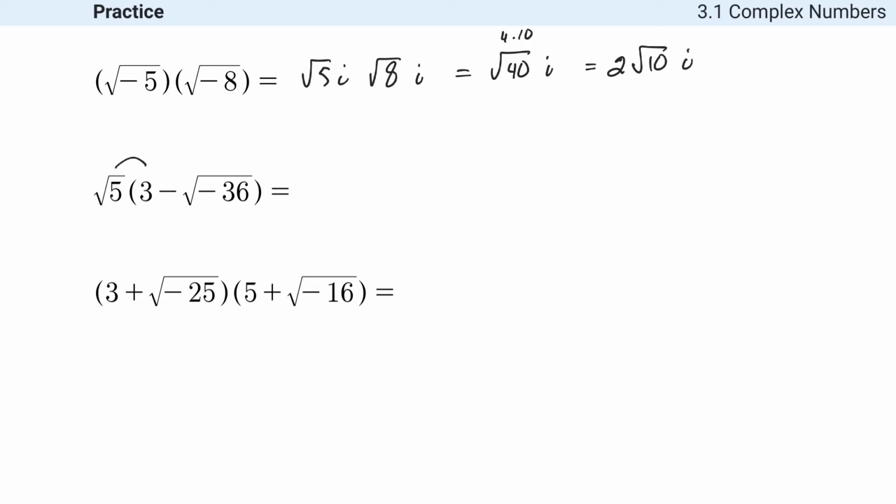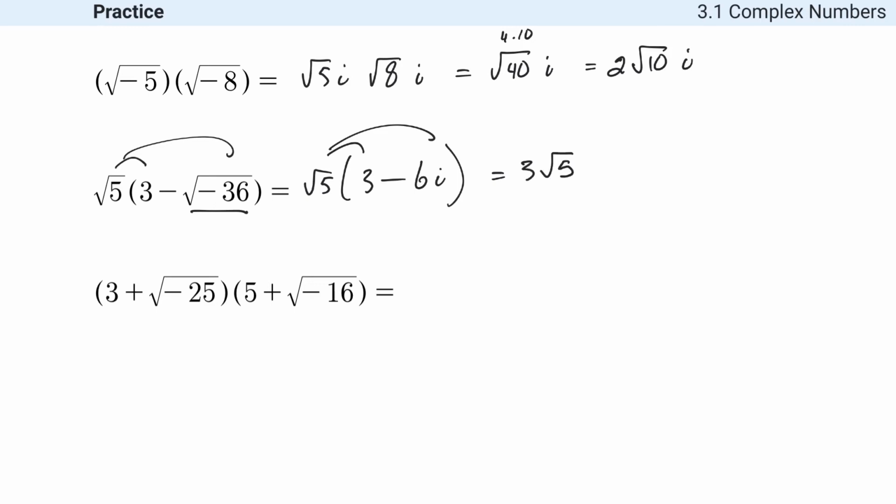This next one would be distributive property. Maybe I should get rid of that negative radicand first. So let's go root 5 times 3 minus 6i. Okay, now I can use the distributive property. So root 5 times 3 is 3 root 5, minus root 5 times 6i, which would be 6 root 5i.